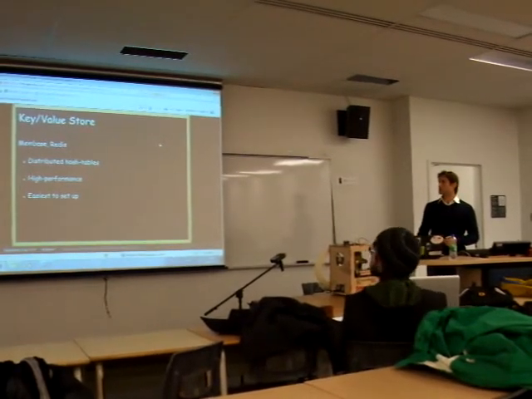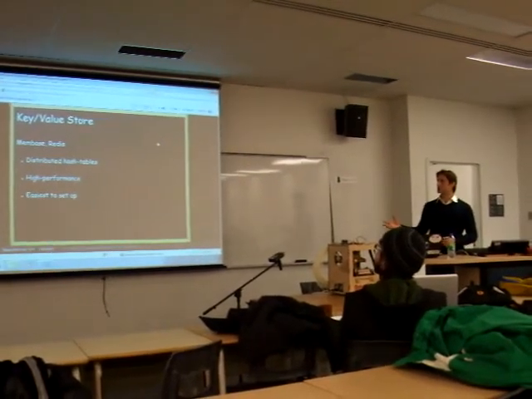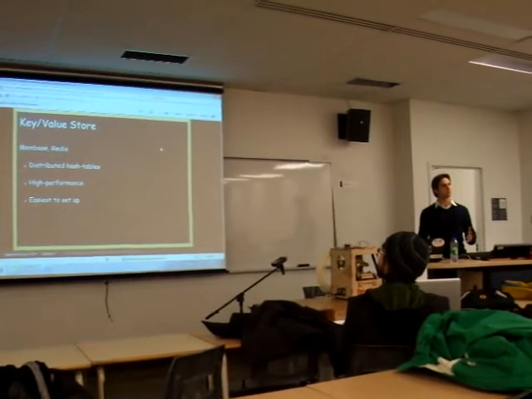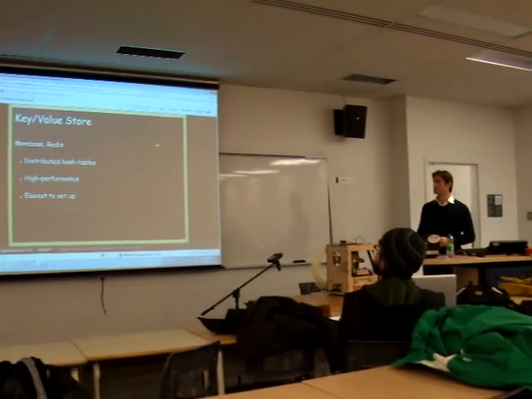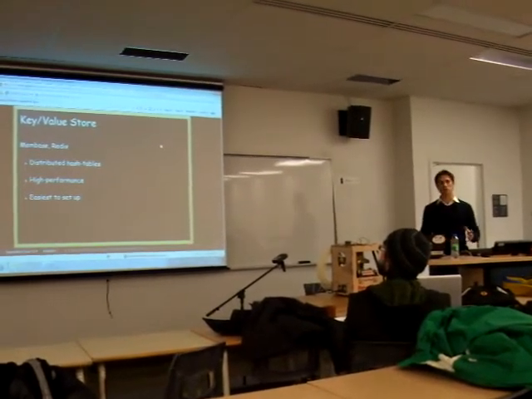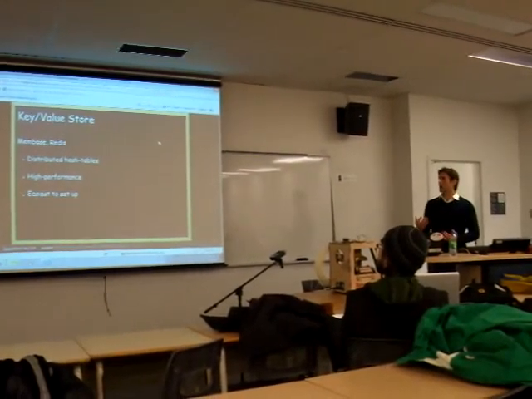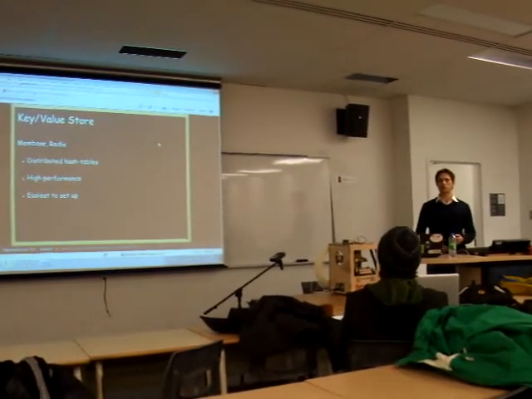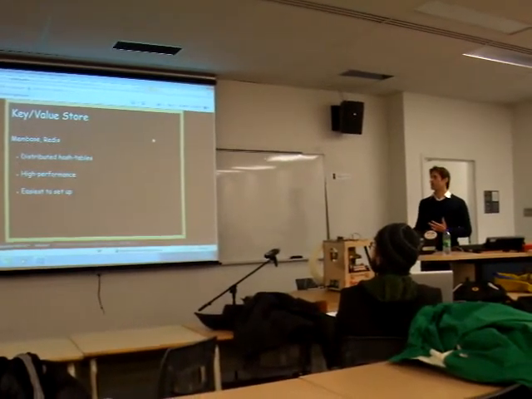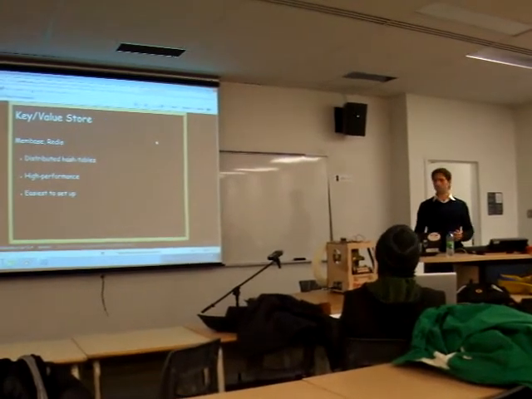Next, the last one I'm going to present is the key value store, which is simply a hash table. So you have keys, you have values. A great example of that is Membase and Redis. They're distributed, they're very performant, and they're very easy to set up because all you're dealing with are keys and values. Now, there are a lot of other ones, but I won't go into them.